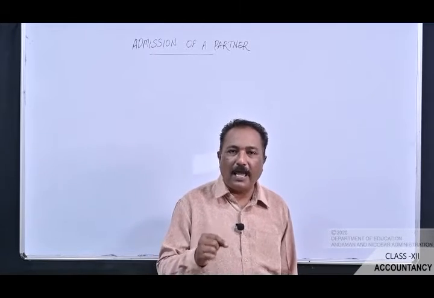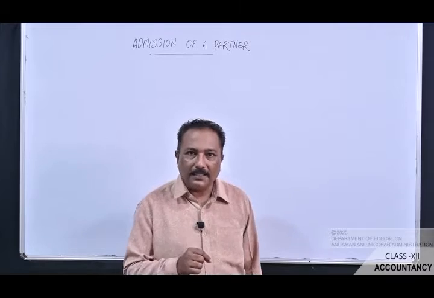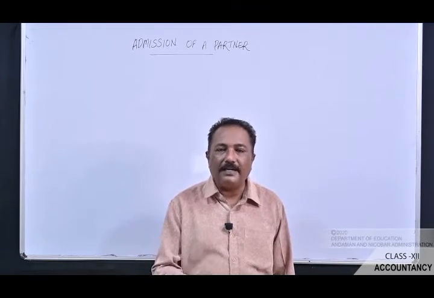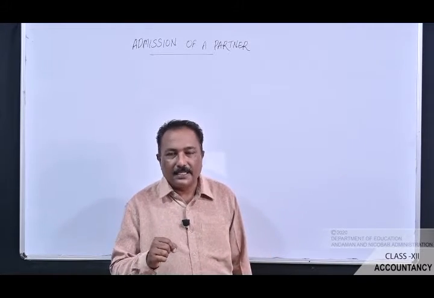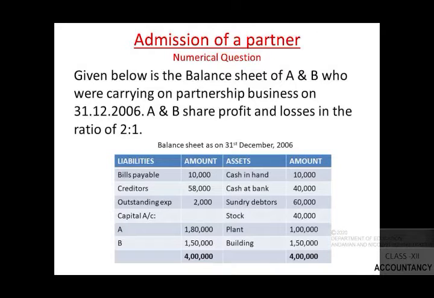Students, you may be having the NCERT book. You open page number 171 and see question number 27. Given below is the balance sheet of A and B, who were carrying on the partnership business on 31/12/2006. A and B share the profit and losses in the ratio of 2:1.